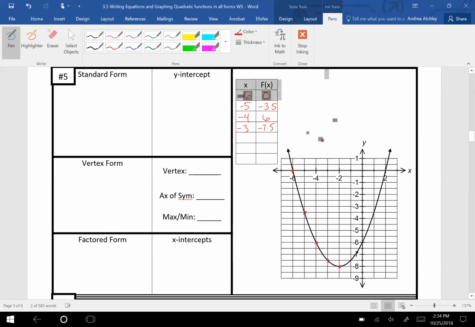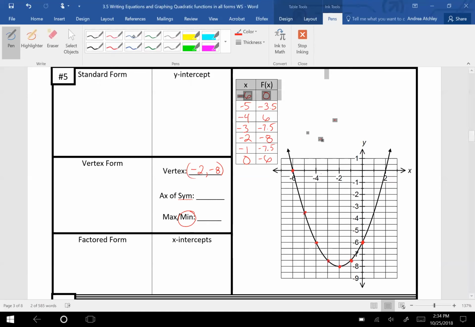Then our vertex is at -2 and -8. And I'm going to write that over here as well because that is our vertex. It is also the lowest point, so that's my minimum value. My next point is at -1 and -7.5. And then here at 0 for x and -6 for y. Okay, those are the points that I can graph there.